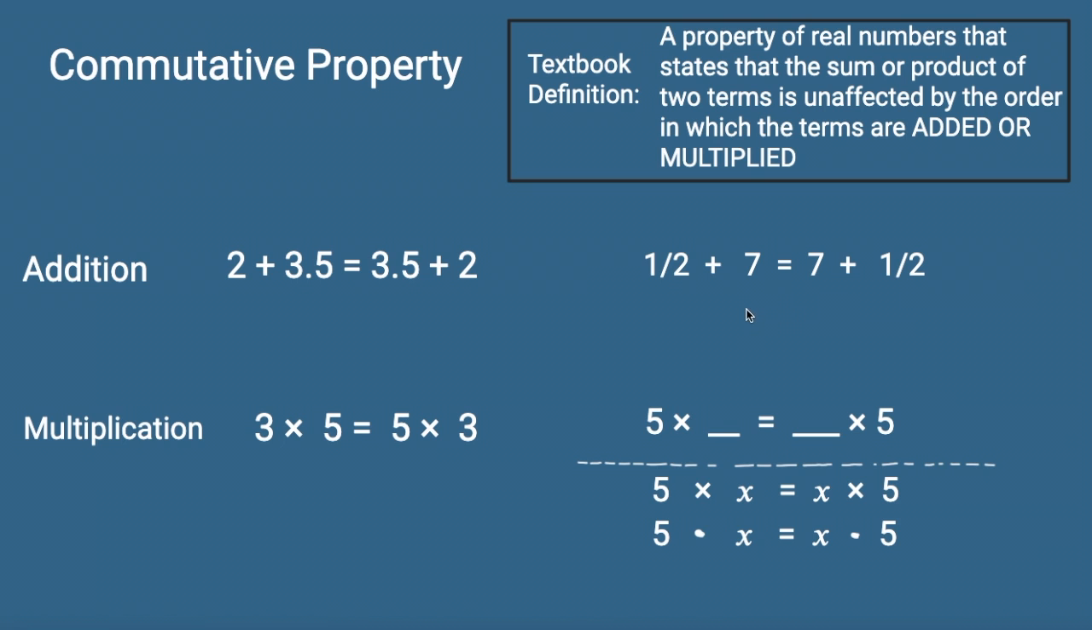Now for multiplication, it's going to work the same exact way. 3 times 5 is going to be the same thing as 5 times 3. Same exact thing. So basically, 5 times something is the same thing as something times 5. And the way we like to put it in algebra is 5 times x equals x times 5, the number we don't know, the variable. And also you're going to see a lot of these dots for multiplication if you haven't seen them already.